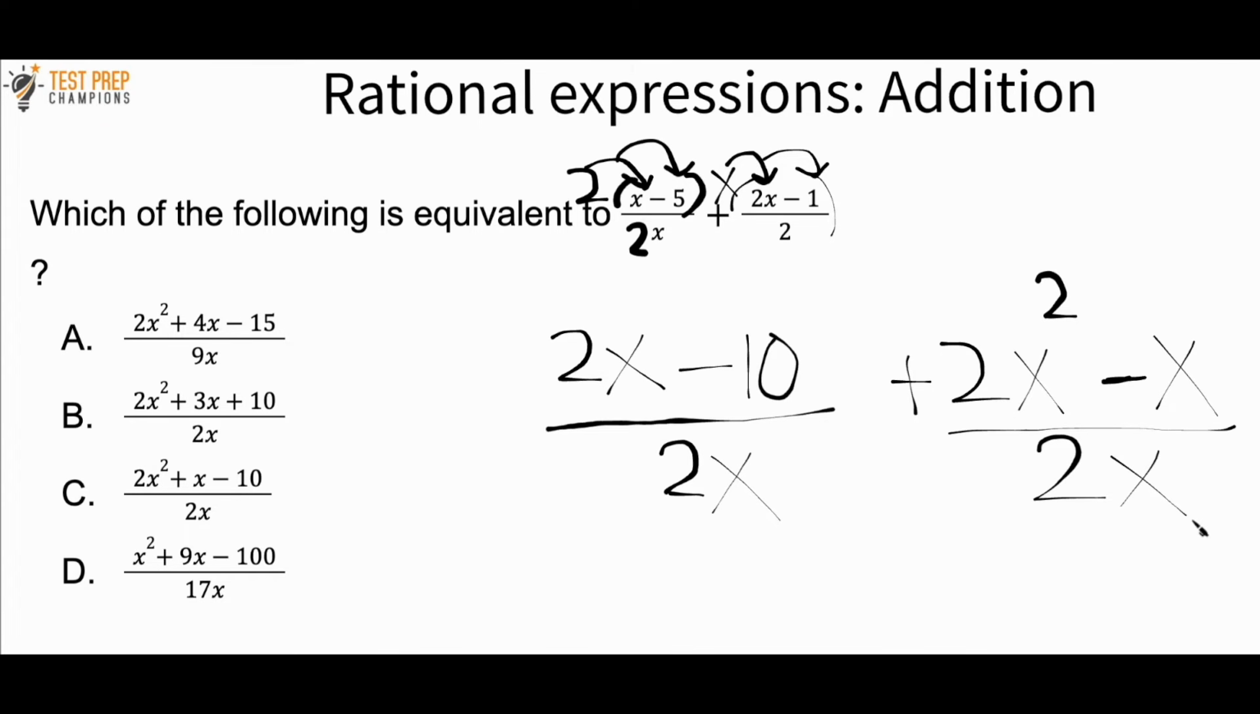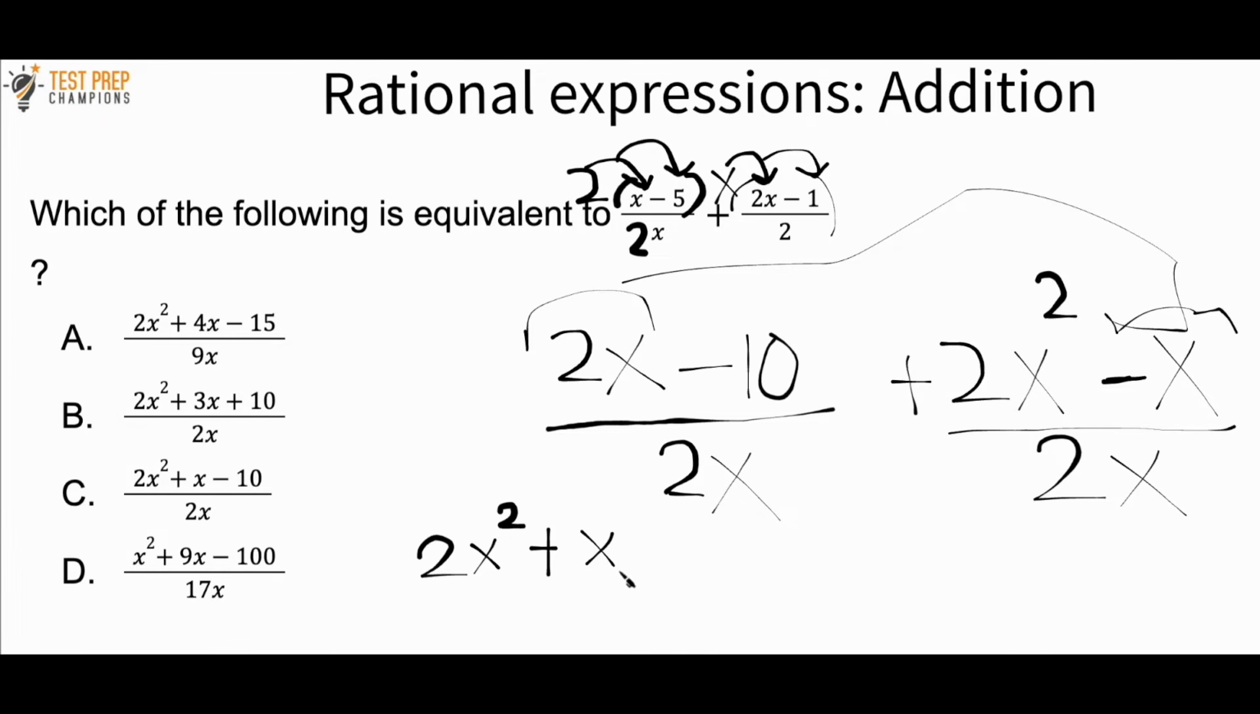So I now have 2x minus 10 over 2x plus 2x squared minus x over 2x. The key now is to combine my like terms. To combine like terms here, I want to do 2x minus x, and I'm just going to get positive x because 2 minus 1 is just 1. When I rewrite this, I'm going to rearrange it so that I have 2x squared plus x minus 10, and I write this all over 2x.